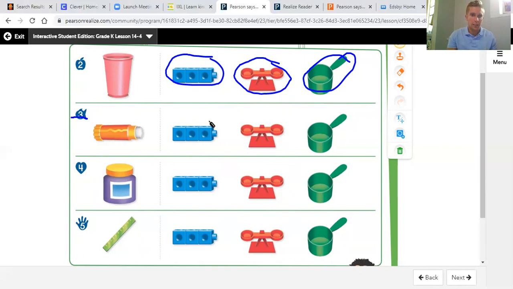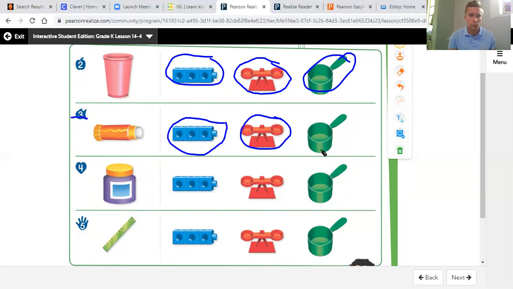So the first answer is length. We can do length on a lot of things, okay? We can measure length on pretty much everything, okay? So this one here, it's laying down. Yes, I can measure the length of that. Can I measure the weight of it? Yeah, if I just put this in the balance scale, I would know the weight of it, right?